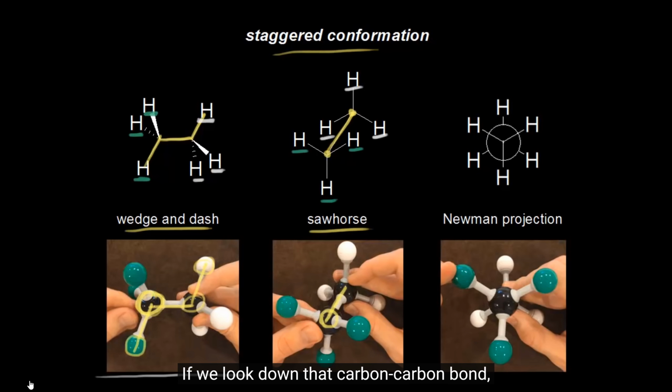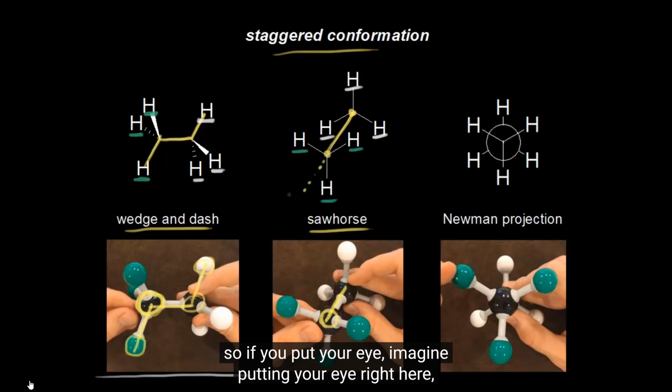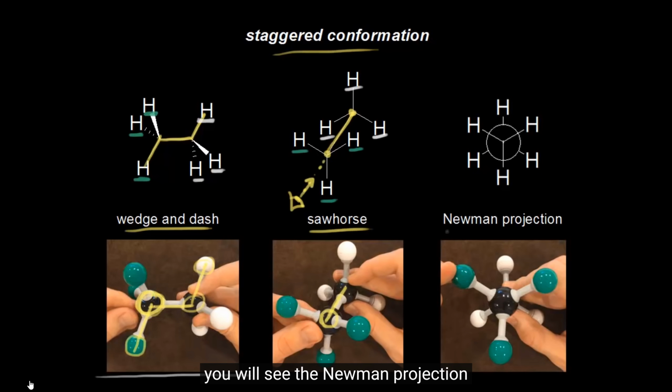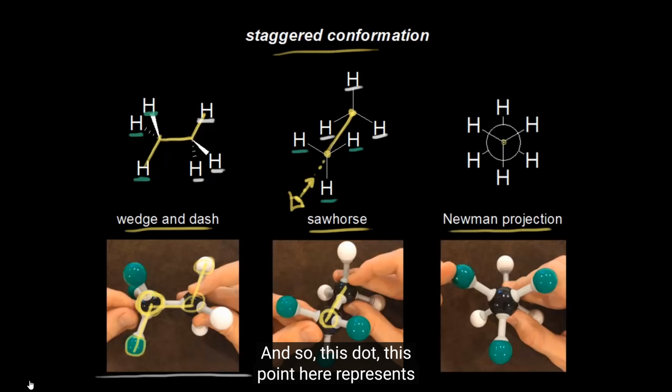If we look down that carbon-carbon bond, if we look down this axis right here, so if you put your eye, imagine putting your eye right here, so here's the eye, and you look down this axis, you will see the Newman projection, just like we saw in the video. And so this dot, this point here, represents the front carbon. That's this carbon right here.